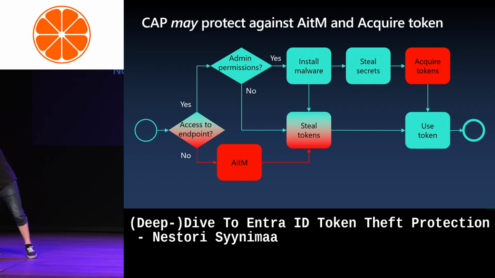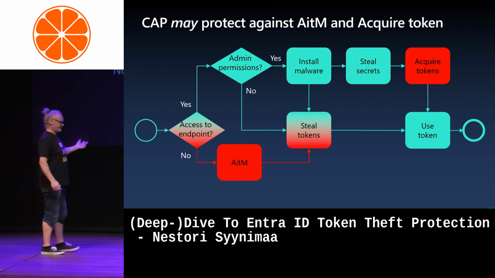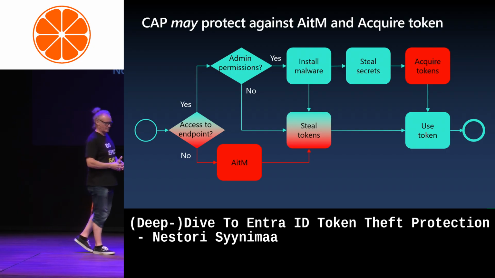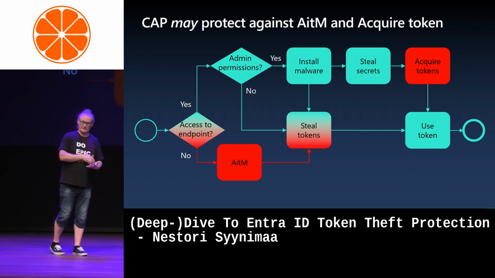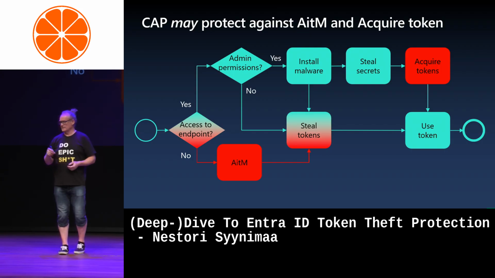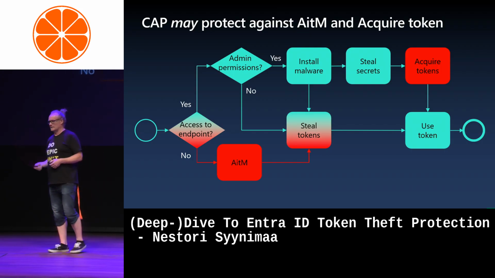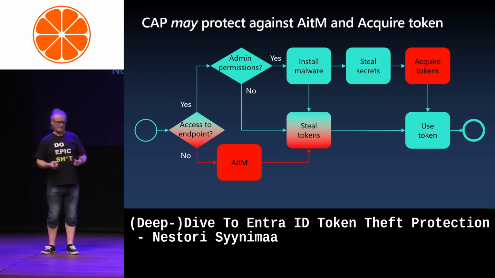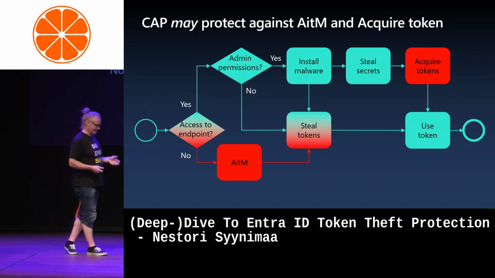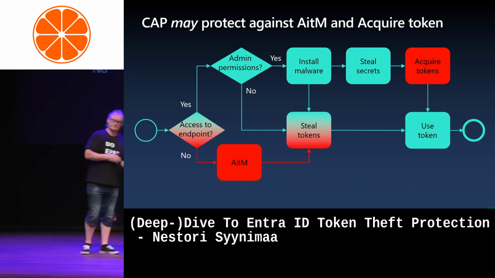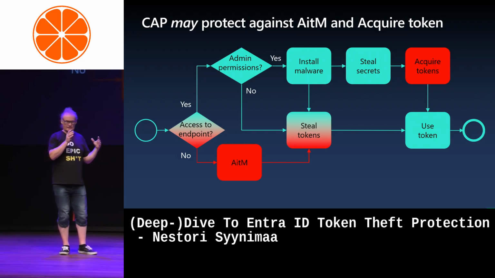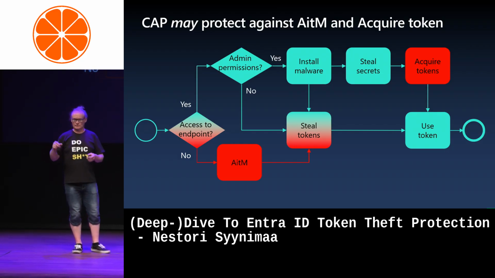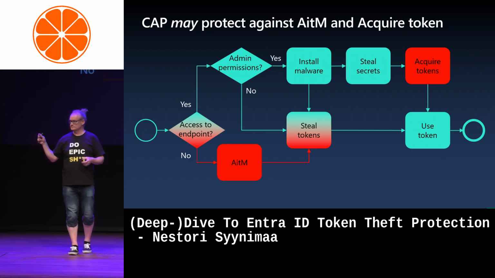Let me see. Yeah, so conditional access policies may protect you against adversary in the middle attacks, and also against acquiring tokens. By acquiring tokens, I mean that if a threat actor is capable of stealing your PRT, but they are coming from an IP address that you don't trust, we can have a policy that blocks that.